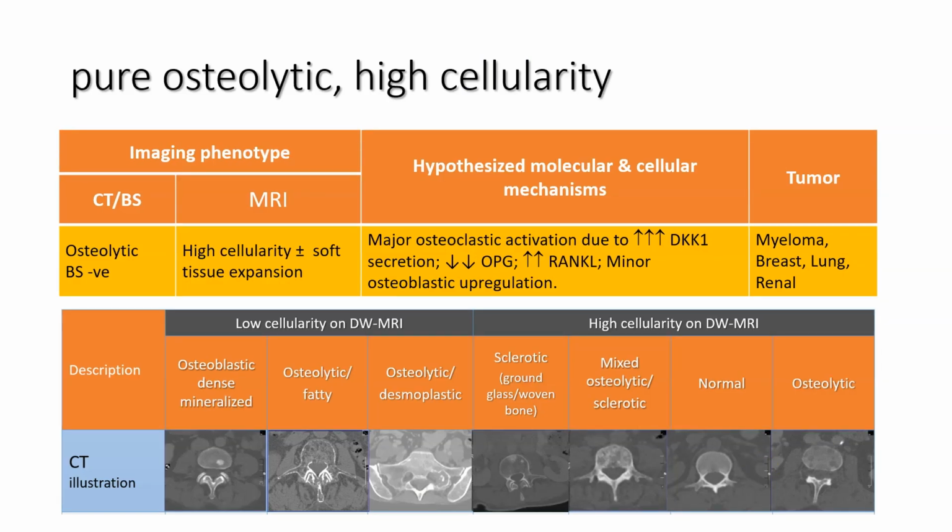Another pattern is the pure osteolytic pattern. So here's an example of a pure osteolytic pattern where the bone scan is negative because there is very little in the way of osteoblastic upregulation. Classically, this occurs in multiple myeloma. We've all seen it in renal cancer, but lung cancer and breast cancer, you will also see it.